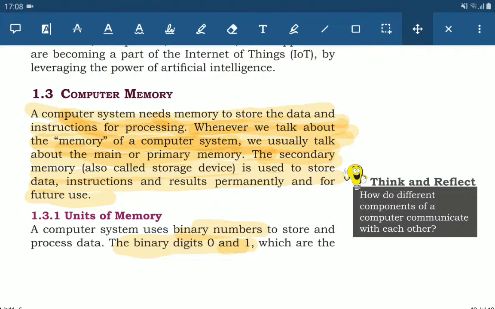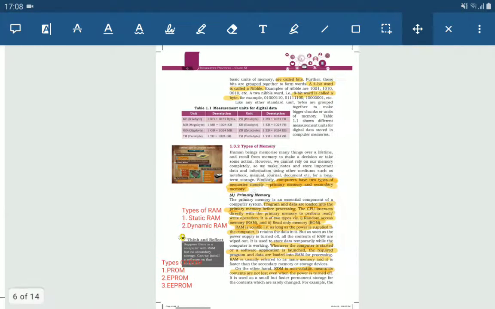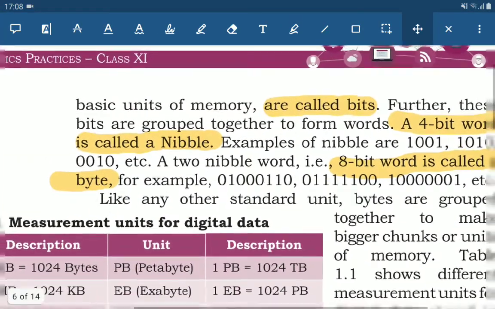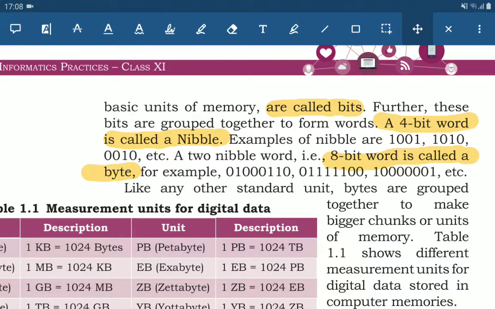So firstly, we will read about the units of memory. As we all know, a computer understands only binary language, that is 0 and 1. This 0 and 1 is the basic unit of memory, and it is called a bit. Further, whenever four bits are grouped together, this is called a nibble.